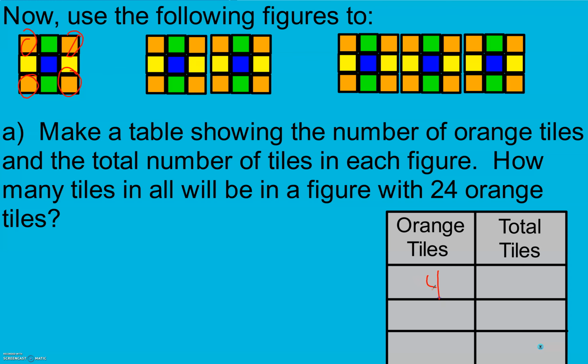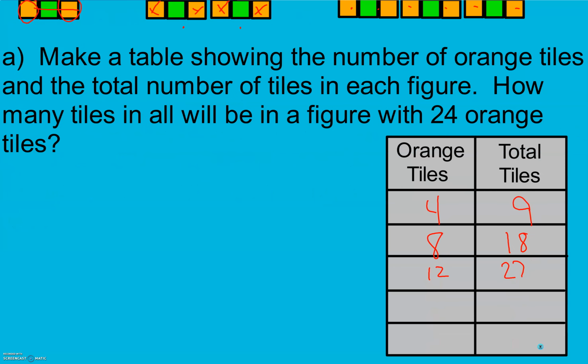I have 4 orange and still a total of 9. In my second, I have 8 orange and a total of 9 plus 9, 18. In my third, I have 12 orange and 27 total.